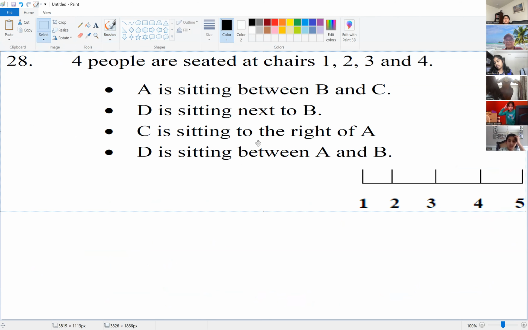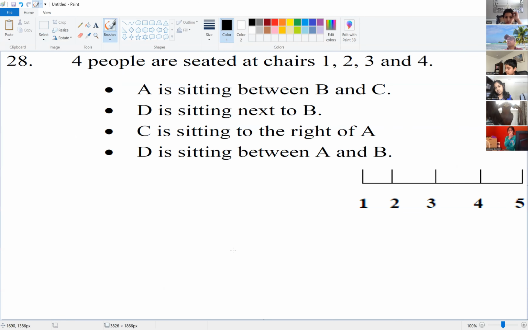Four people are seated in chairs 1, 2, 3, and 4. A is sitting between B and C. B is sitting next to D. C is sitting to the right of A, and D is sitting between A and B. Okay, so let's go one by one. Don't mix up everything. So let's start with A.